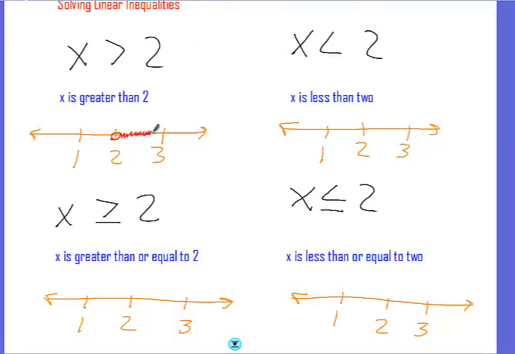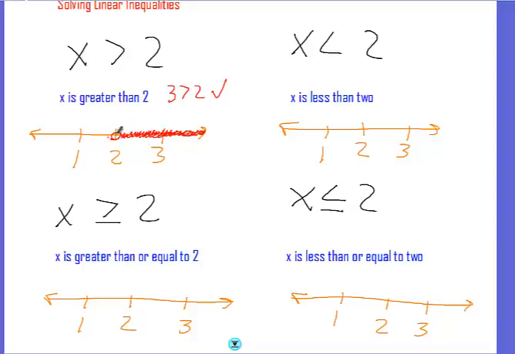So if you look, one of the ways you do this is you can test a point. The reason why I put a number above and a number below is because let's test the number 3. Let's plug 3 in for x. 3 is greater than 2. That's a true statement, so we're going to shade whatever side 3 is on from our circle.